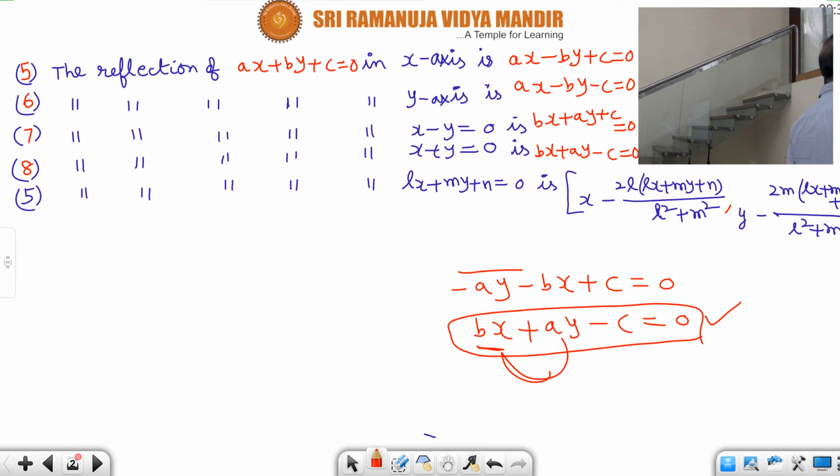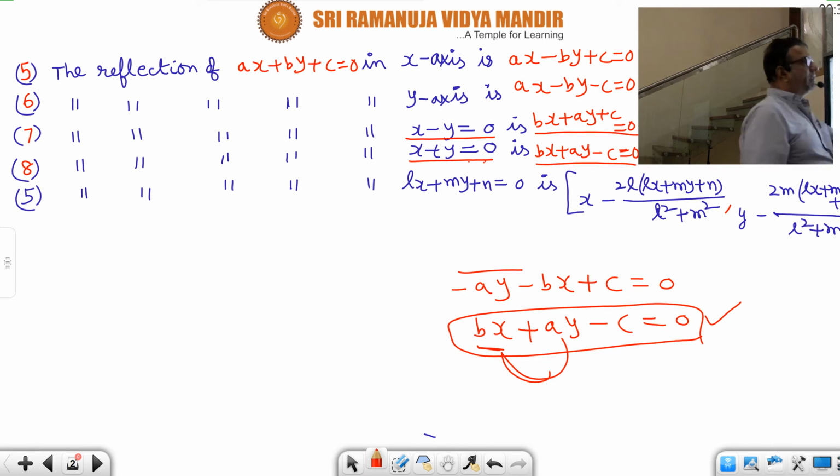The previous answer and this answer, are they parallel lines? Tell me. Why are they parallel? Because x minus y equal to 0 and x plus y is equal to 0 are perpendicular lines. Just now we have proved that the reflections of the same line in two perpendicular lines are parallel. So that is the reason why they are parallel. X minus y equal to 0, x plus y equal to 0 are perpendicular lines. So the reflections of the same line ax plus by plus c is equal to 0 will be parallel.